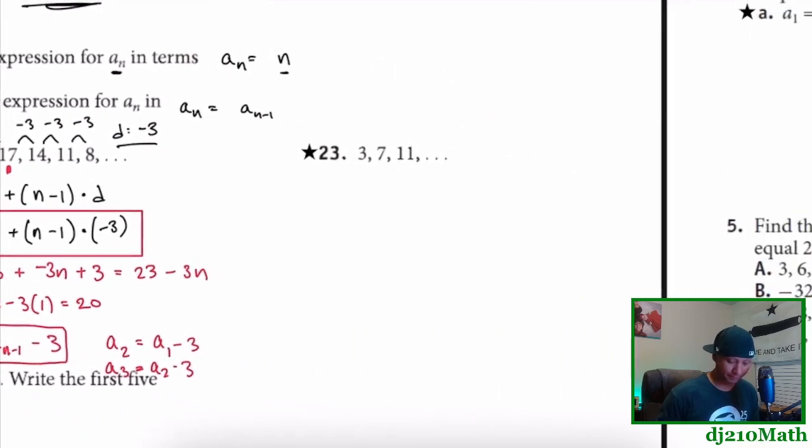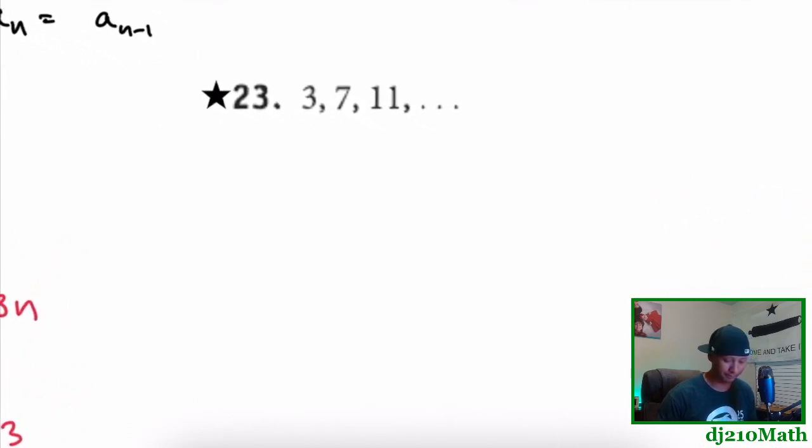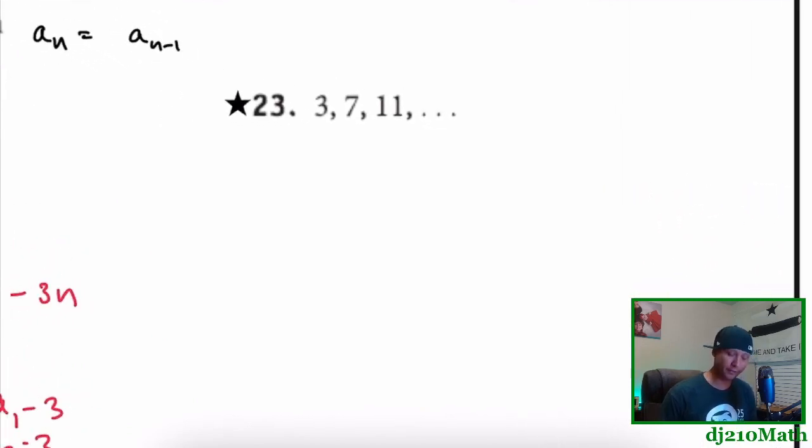It takes some practice. Once you start seeing more and more problems, it gets very repetitive. So here, from 3 to 7, we're adding 4. From 7 to 11, we're adding 4. Based on just this information, it's safe to say that if the same pattern were to keep going, then it's definitely arithmetic. And the common difference, little d, is going to be positive 4.